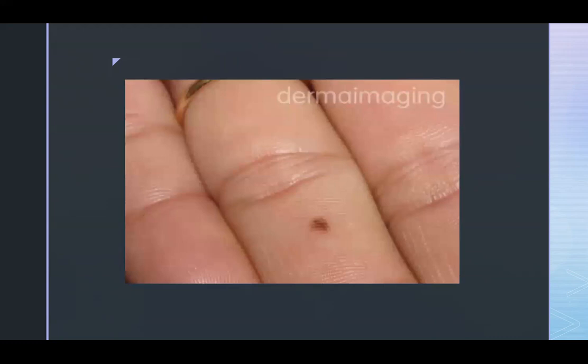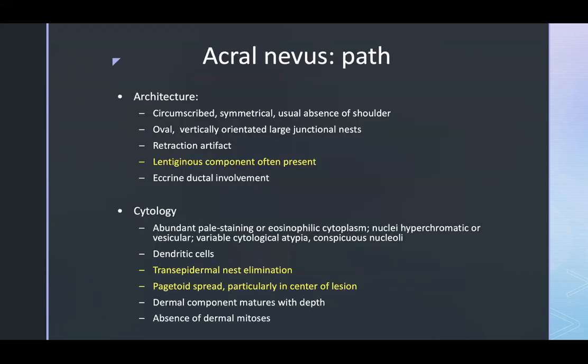Here's an example of a nevus on the acral surface. Architecturally, acral nevi can be somewhat worrisome because they can have a lentiginous component. They can sometimes have transepidermal elimination. They can have pagetoid spread. These are all things highlighted in yellow here. But usually they're circumscribed and symmetric. There's not a ton of shouldering happening. They have oval to vertically oriented large junctional nests. They have some retraction artifact, as well as the lentiginous component that's present, and they can have eccrine ductal involvement.